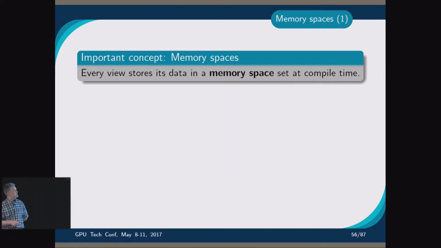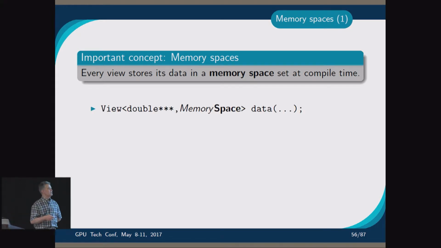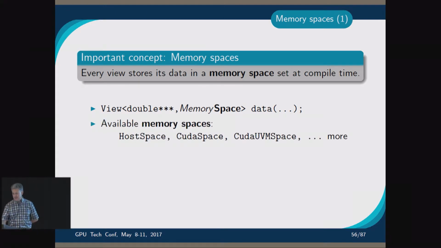So every view is stored in a memory space that is chosen when you compile the code. I said there were some other template arguments; well, here's one of them: what space do I want that data to live in? So we have host space, CPU, CUDA space, and CUDA UVM, because we got unified virtual memory on CUDA, which is actually different if you do a CUDA malloc versus a CUDA malloc managed, a different thing entirely, and more spaces beyond that.